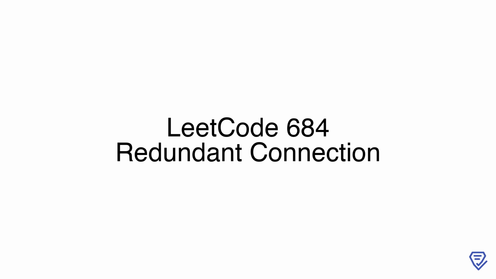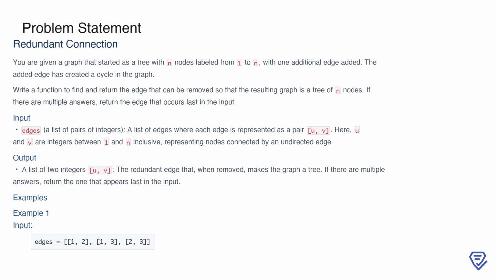Welcome! In this session, we'll dive into problem number 684, Redundant Connection. This problem is a fascinating challenge where we aim to identify and remove an edge in a graph to ensure it becomes a tree. Let's explore the approaches, insights, and techniques to solve this problem effectively. Stay tuned! Here, we are tasked with finding a redundant connection in a graph.